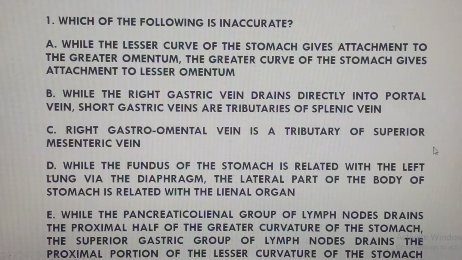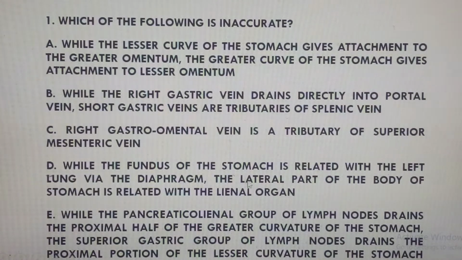Now, option D says, while the fundus of the stomach is related with the left lung via the diaphragm, the left dome of the diaphragm, the lateral part of the body of the stomach is related with what we call the lienal organ. Now, that's a true statement. What you should know is that, although the stomach is not intimately associated with the left lung, because the stomach is more toward the left side, it is associated superiorly with the left dome of the diaphragm. So yes, indirectly it is related to the lung via the left dome of the diaphragm.